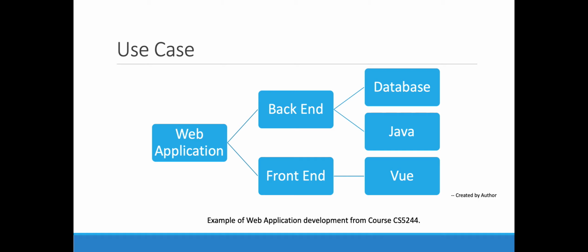Web application development consists of front and back-end development. I'm taking the example from course CS5244 offered by Dr. K and Dr. Atkinson. Front-end is the UI where I used Vue. Back-end, I used Java.